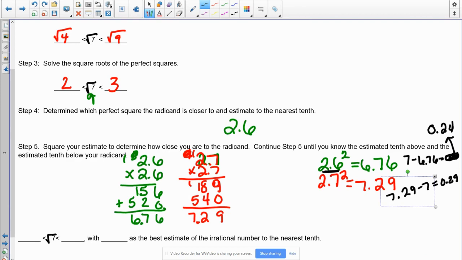So I'm going to fill in my blanks here. So 2.6 was my low end. So that's less than the square root of 7, which is less than 2.7. But after doing my differences, I notice that 2.6 is my better estimate because that is closer to 7 than the 2.7. I hope this helped you. Have a good day.